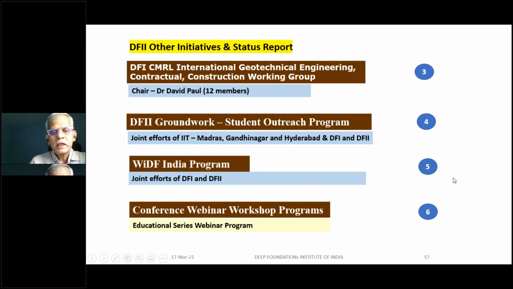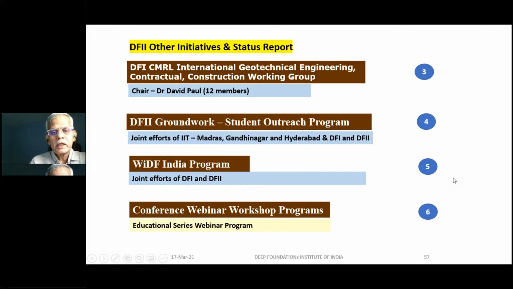The other few programs under the current agenda are that we have the DFI Chennai Metro International Geotechnical Engineering and Contractual Construction Working Group. This provides value-based solutions to the Chennai Metro second phase project. DFI is also setting up a specific platform catering to student interest. We have 3 professors from these 3 institutes helping us with implementation of these programs. We have programs to conduct webinars, having technical presentations and professional development programs. So far 3 webinars have been conducted.